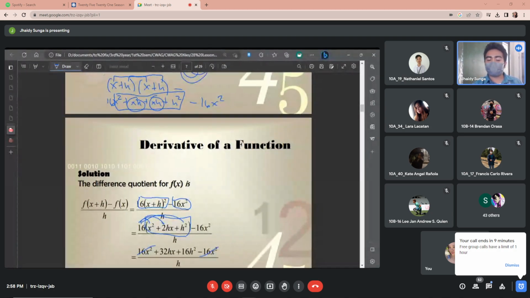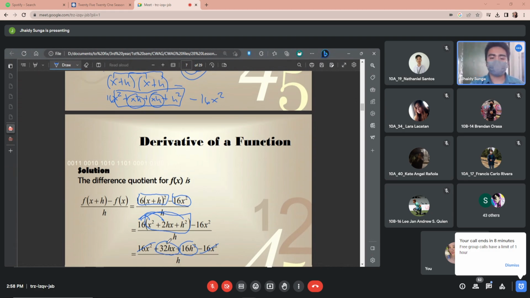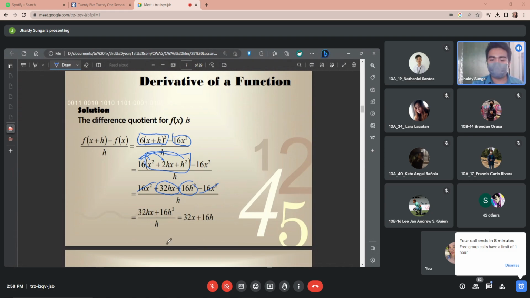So we could cancel it out. So what are the values that we still have in our equation? We still have 32hx or 32xh. It's up to you. But again, in terms of variables, letters who comes first should be on the first in line. Followed by plus 16h squared. H squared is the last term that we have in your polynomial. Correct? Okay. So in that case, we have now 32xh plus 16h squared.